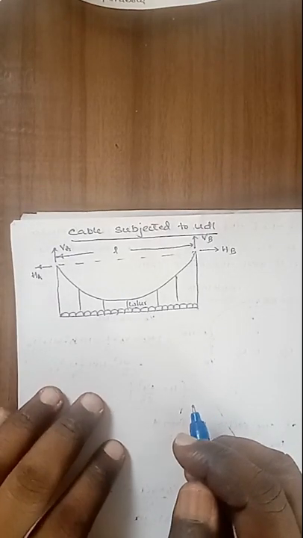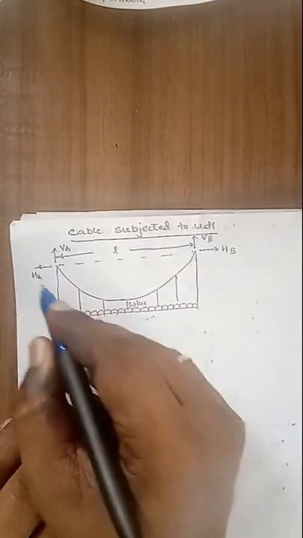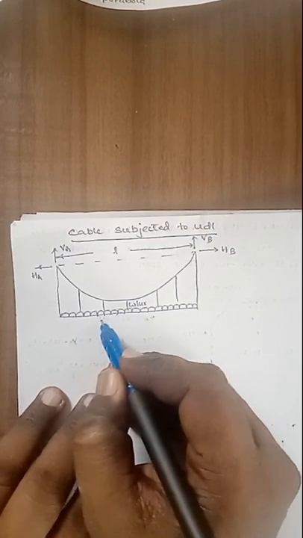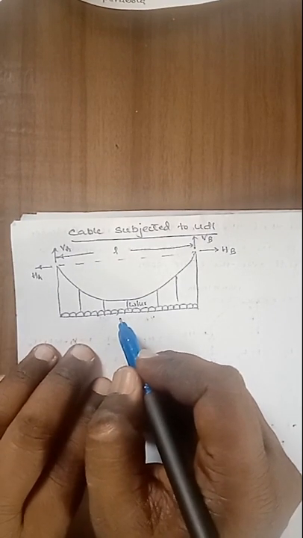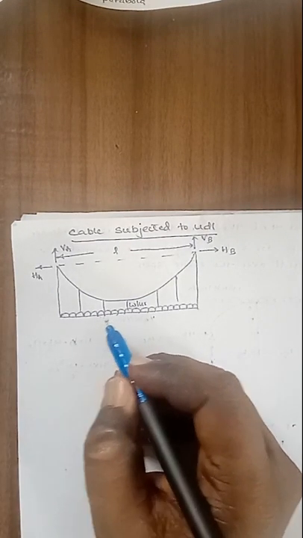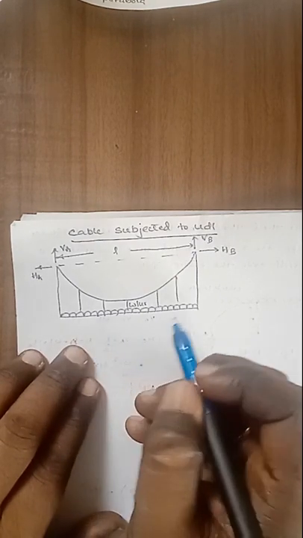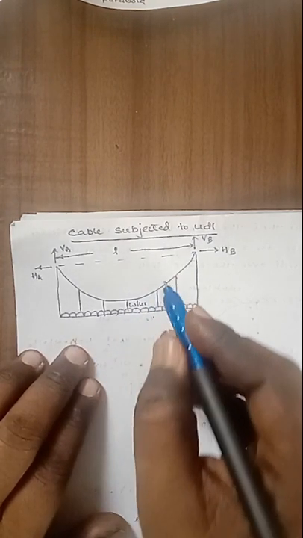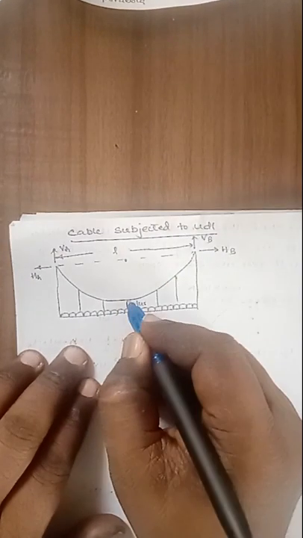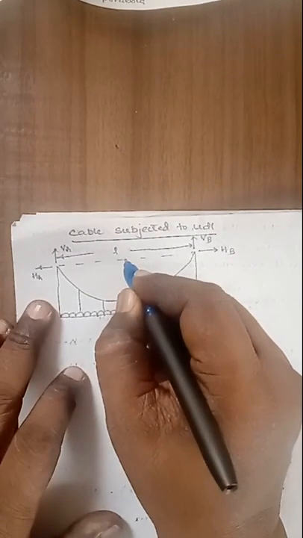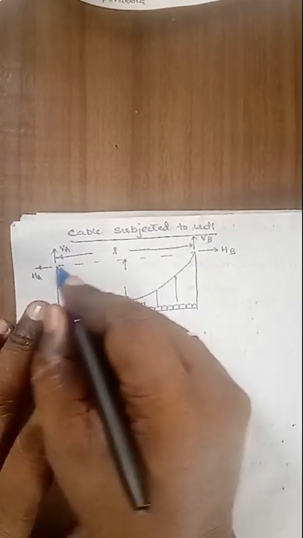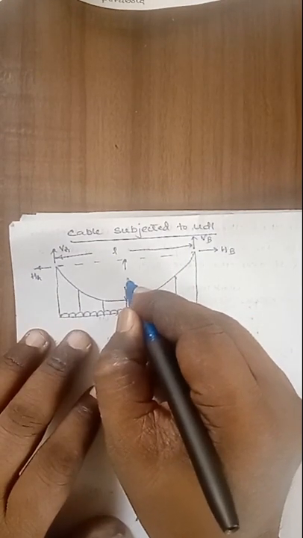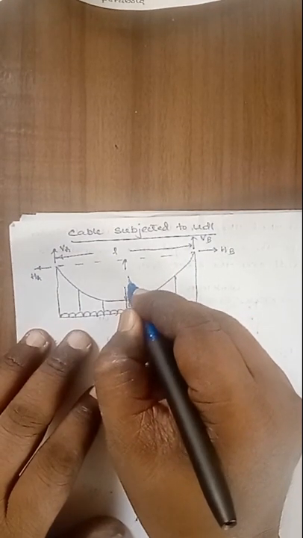Cable subjected to UDL. Here this one is the cable. I told that if the span is large, stiffening girders are used and the load is considered as UDL over the entire span, that is uniformly distributed from one end to another end. The span of the cable is L and this one is the central dip.